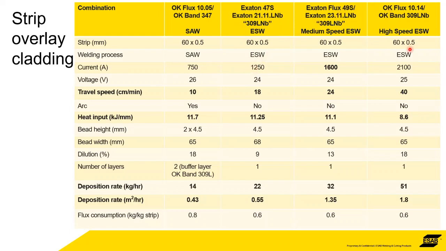We'll jump over to high speed. So this is the best case. This is what we're talking about, should you wish to achieve the maximum productivity that you can. With electroslag welding and a high speed flux, we're talking a travel speed of 400 millimeters a minute. That's huge. Okay, with a deposition rate of 51 kilograms.